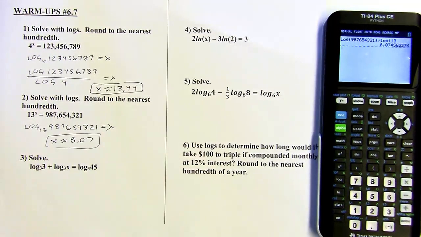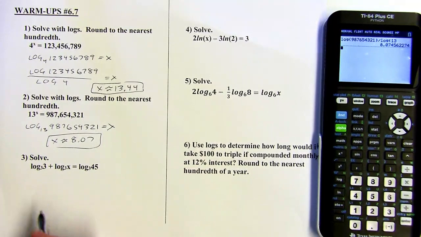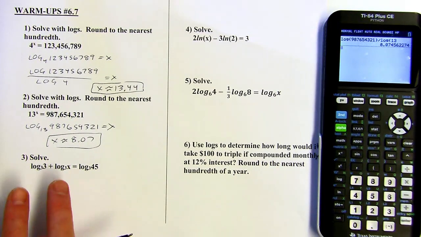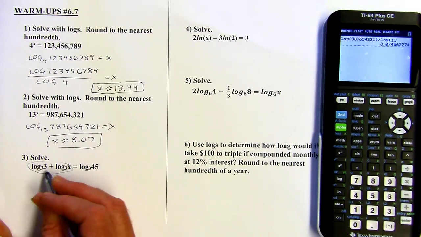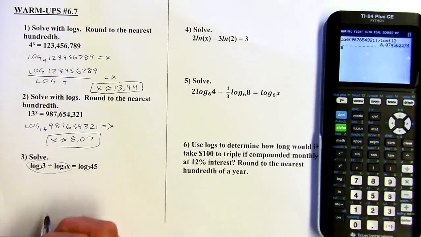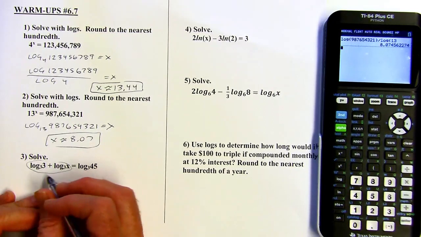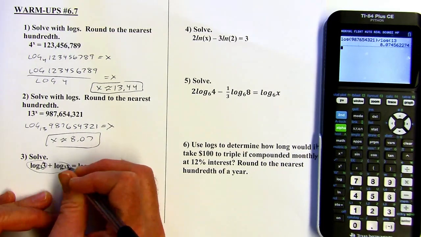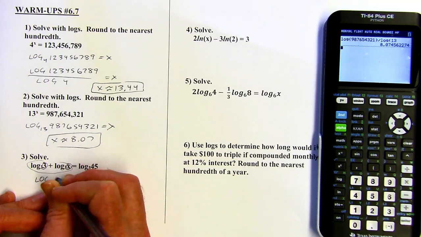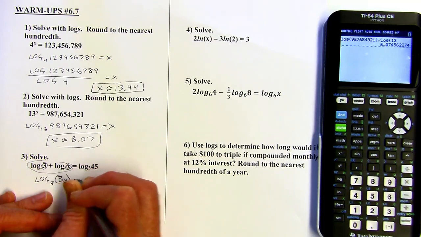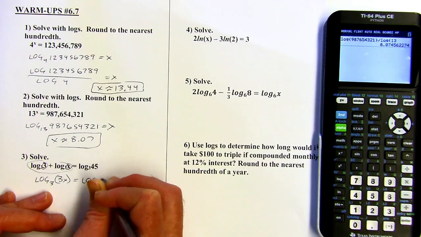Okay. All right, next up, I've got this equation I'm going to solve for x. So when I have multiple logs, generally I want to combine them, and I can combine these two logs here. They have the same base. There's no coefficients in front of the log. So when you're adding logs with the same base, you multiply the contents together when you combine it. So this is going to be log base 3 of 3x equals log base 3 of 45.